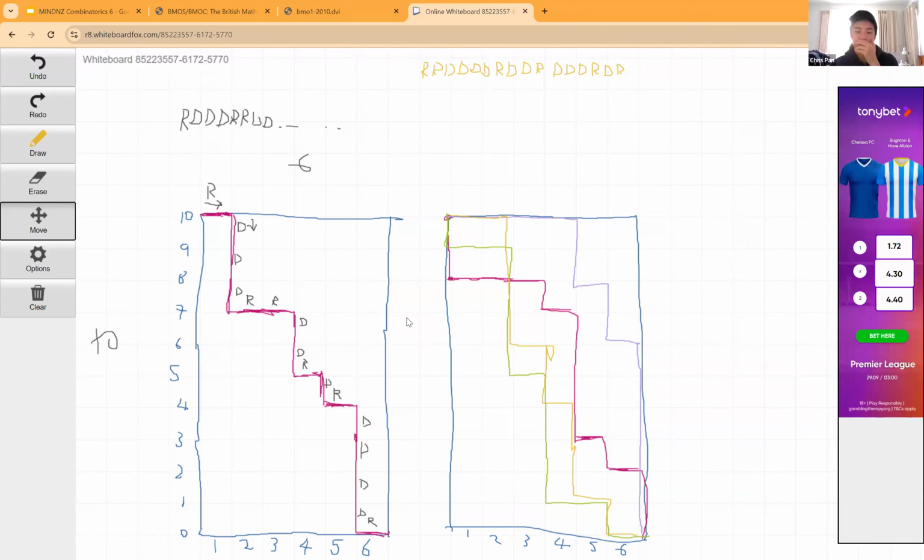Now I'll ask, does anyone have a way of solving this simplified problem?